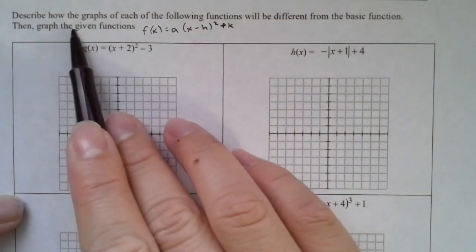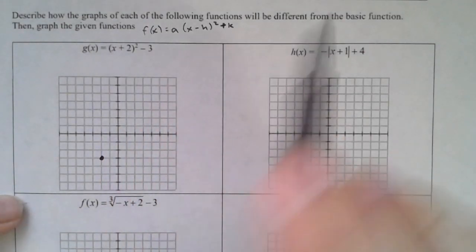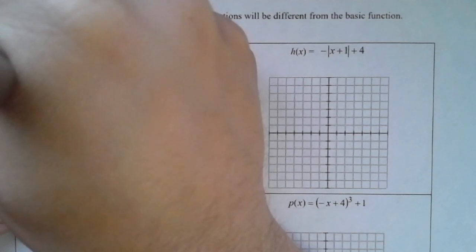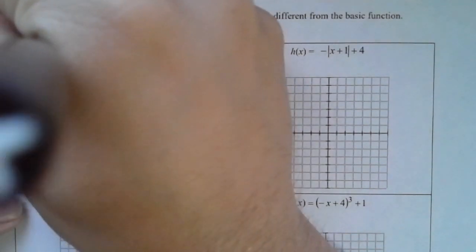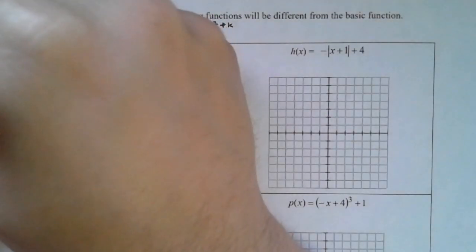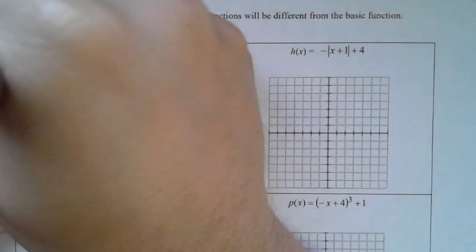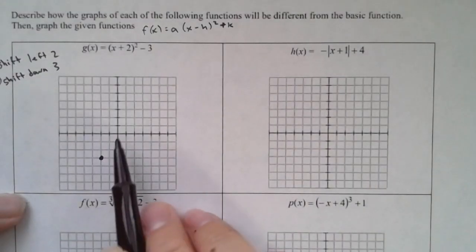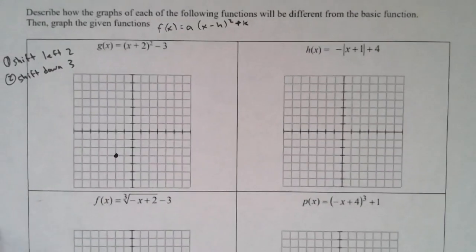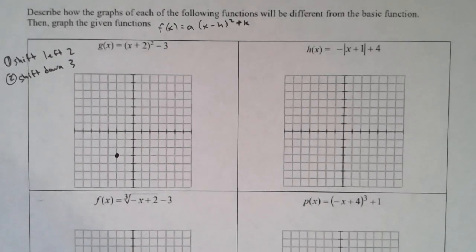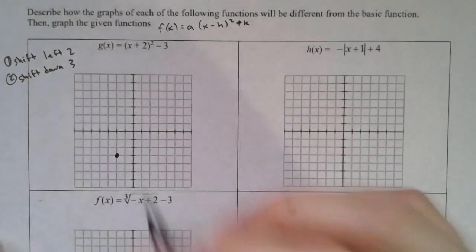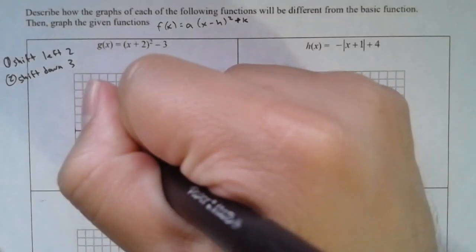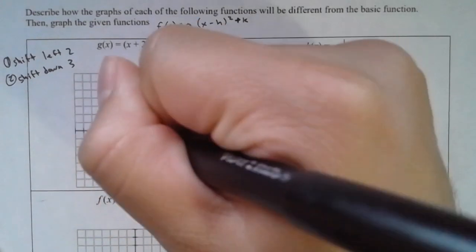Let's see, it does say describe how the graphs of each one changes, right? So we already did it, right? We said shift left 2, and then shift down 3 from the origin, right? So that's it. There was no other transformation. So from here, you can just plug in some values and you can see what you get. But if you do that, you'll find that your graph will look something like this.